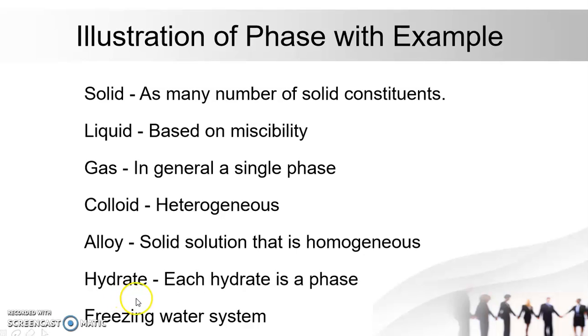Then coming to hydrate. We know copper sulfate exists in different hydrate forms, no? Copper sulfate pentahydrate, trihydrate, monohydrate. Okay. In such a case, each hydrate is considered as a phase.